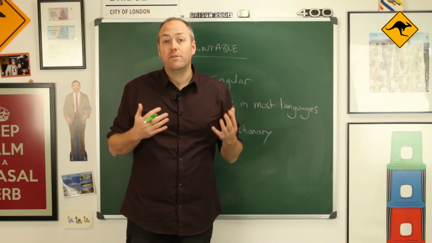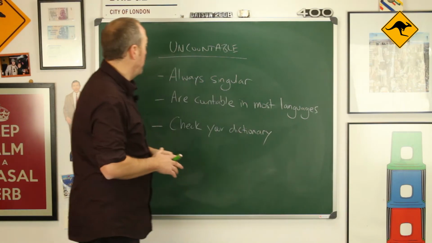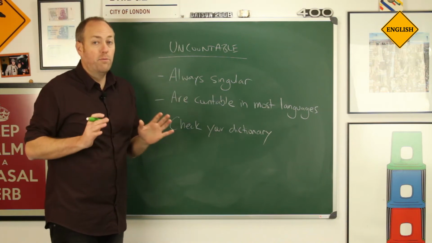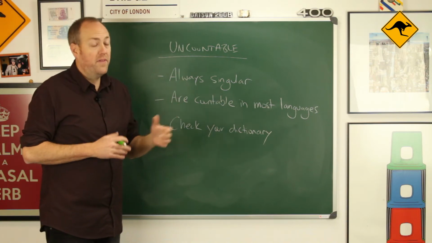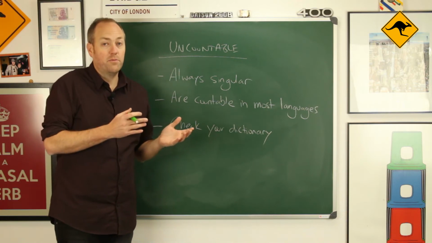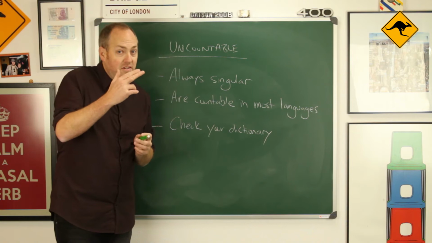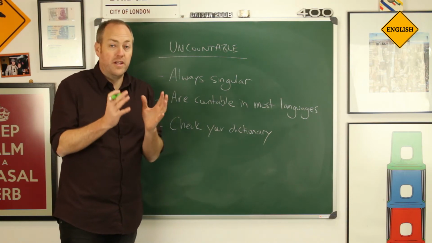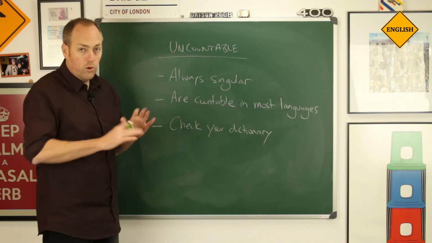Okay, so let's look at uncountable nouns. So uncountable nouns are always singular. They have no plural form. Although there are some words which only exist in the plural which are uncountable. For example, scissors, jeans. But apart from a small selection of words, they're always singular, okay?